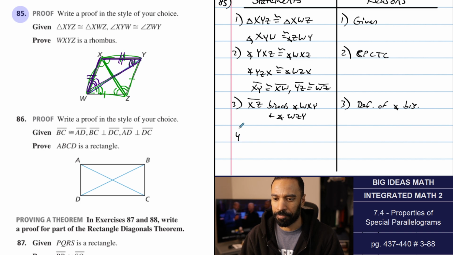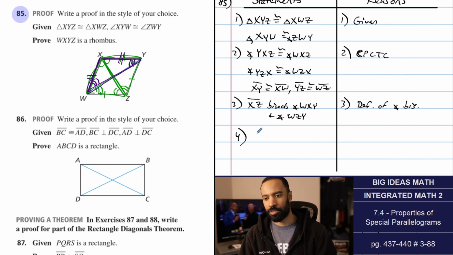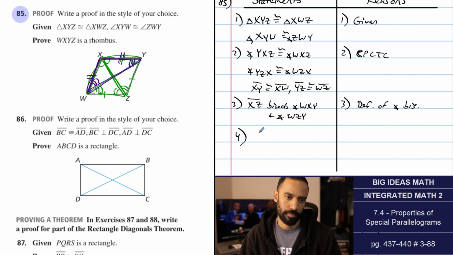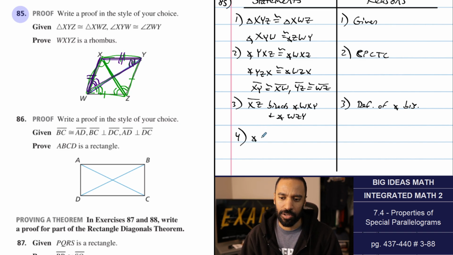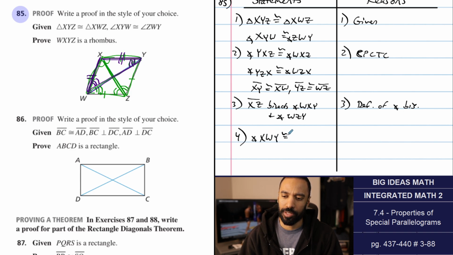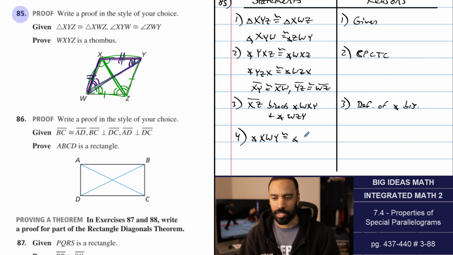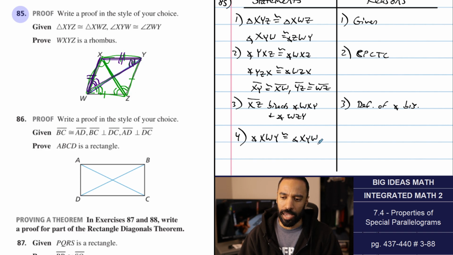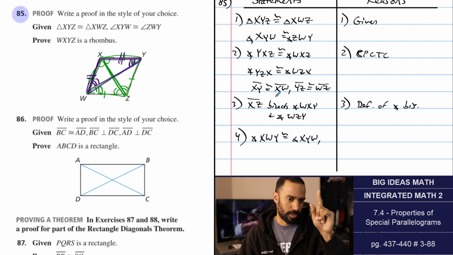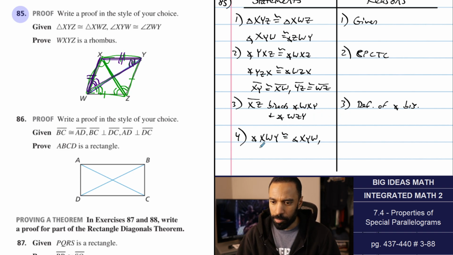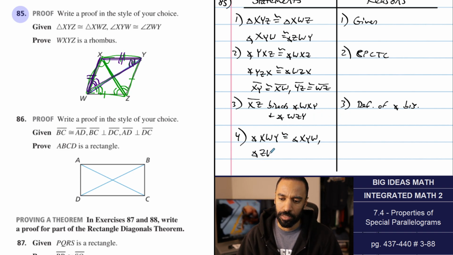So if I said angle, because otherwise I'm like, this is isosceles, this is isosceles. I'm going to go straight into this. I'm going to say angle XWY, whoops, that should be a W. XWY is congruent to angle XYW. And then I can also do it for the bottom one. So ZWY is congruent to angle ZYW.